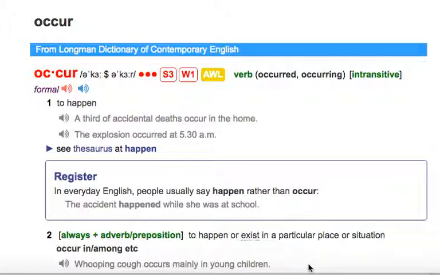Let's look at the second meaning. Always plus adverb or preposition. To happen or exist in a particular place or situation. Occur in. Occur among. Remember these combinations, these collocations? Whooping cough occurs mainly in young children. Whooping cough. This is a terrible cough that shakes the whole body. Yeah, it's a very dangerous cough. You know cough? Whooping cough.